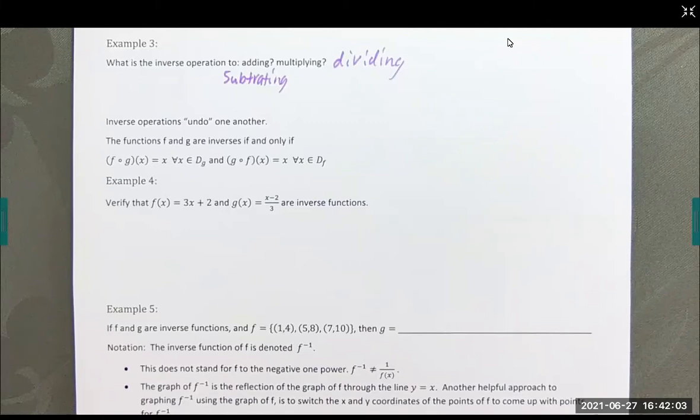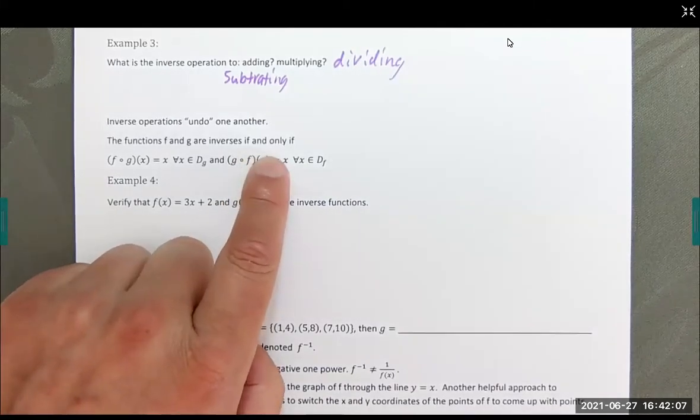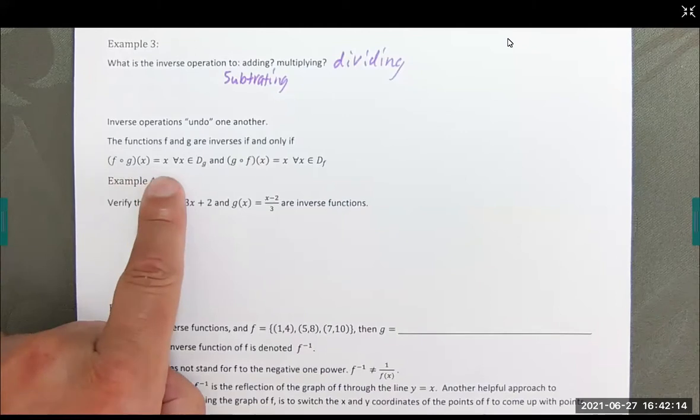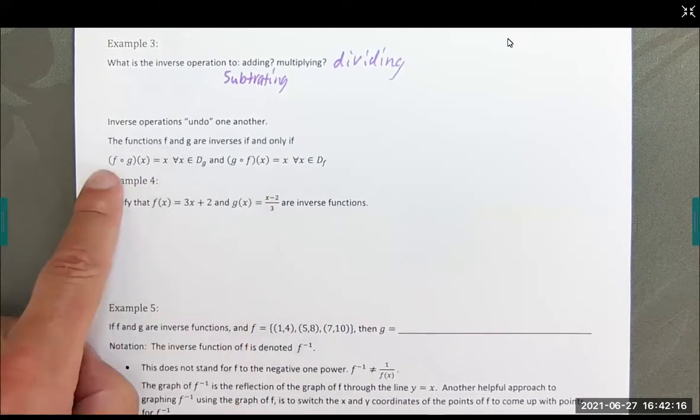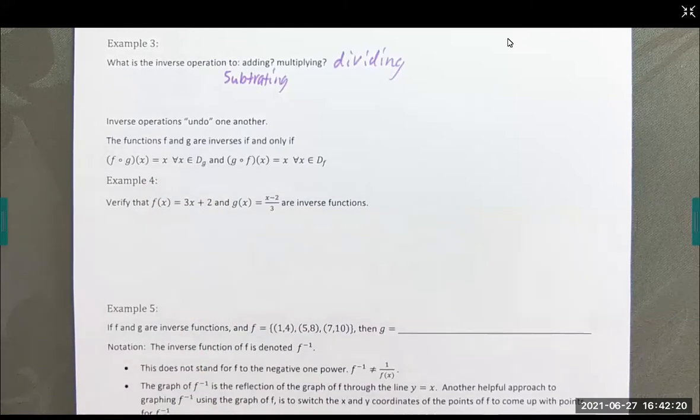The functions f and g are inverses if and only, here's another if and only if statement, when you composite the two functions, they cancel each other out and you just get x. And the composite doesn't matter. You can have the f first, then the g, or vice versa, as long as we're within the domains of the innermost function.